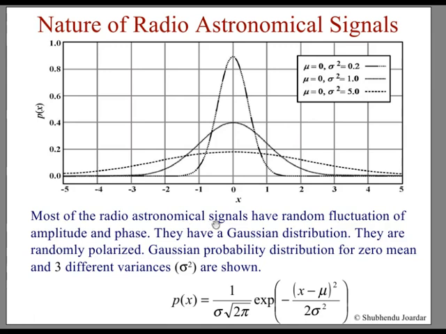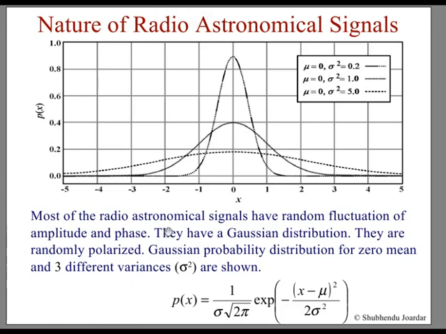Most of the radio astronomical signals have random fluctuations of amplitude and phase. They have a Gaussian distribution. They are randomly polarized. Gaussian probability distribution for 0 mean and 3 different variances are shown. So this is what it is. For 3 different variances, we have 3 different curves. This is also known as the bell-shaped curve. Many other names are there for this one, like the normal distribution.